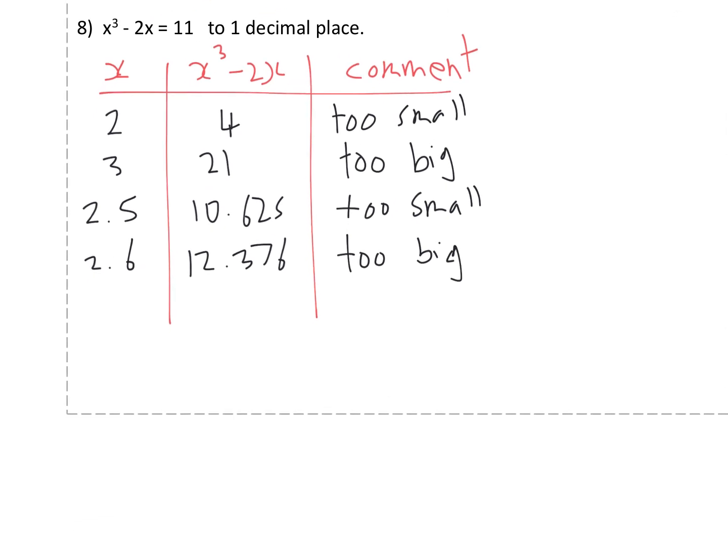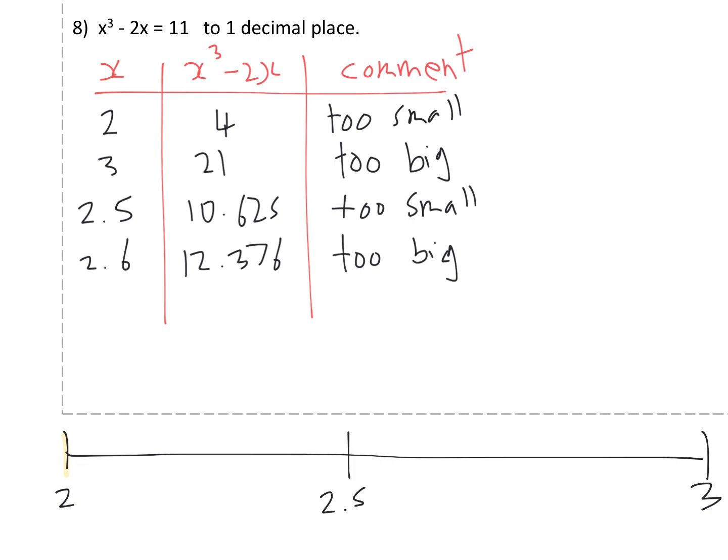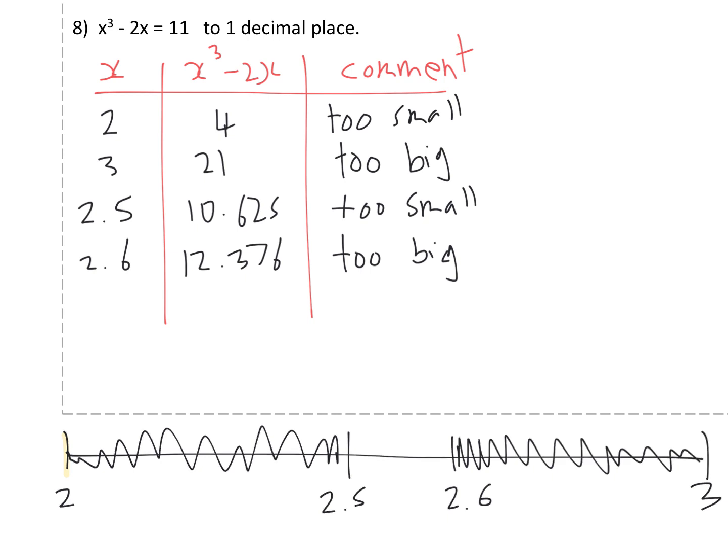Okay, so if I do a demonstration like the last time, I tried the number 2. It was too small, so it's going to be a number bigger. I tried 3, and it's too big, so it's somewhere between 2 and 3. I tried 2.5. It was too small, so it's not going to be anything below 2.5. I tried 2.6. It was too big, so it's not going to be anything above 2.6. So the answer is between 2.5 and 2.6.